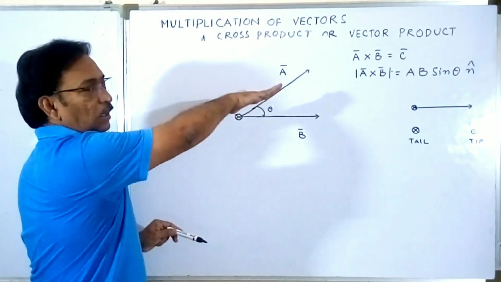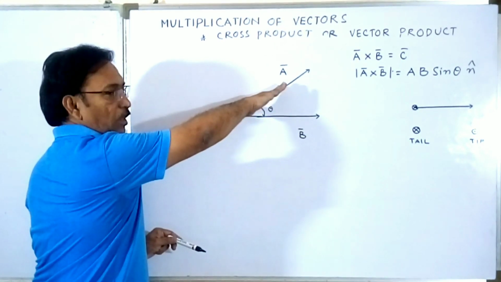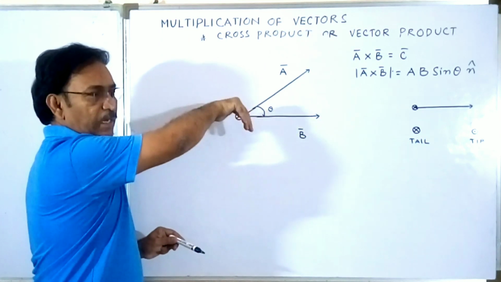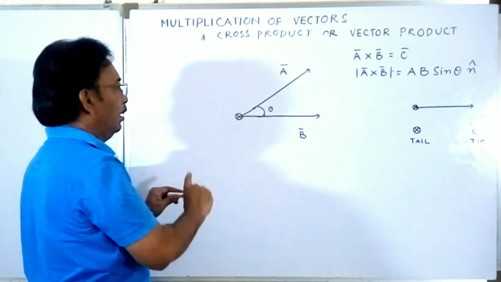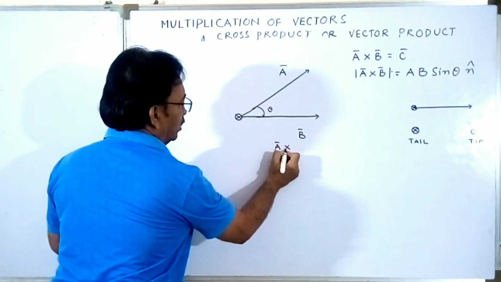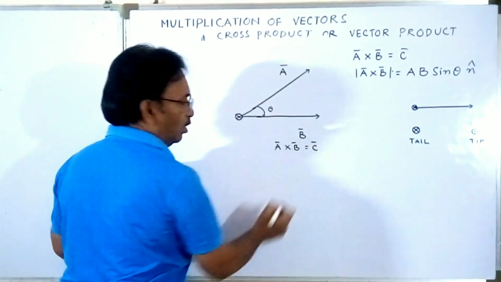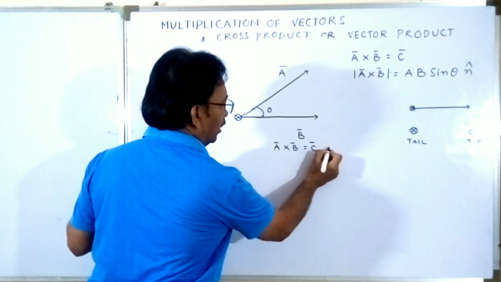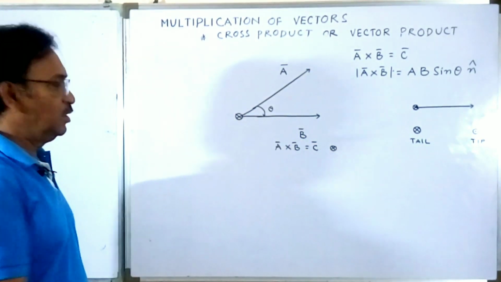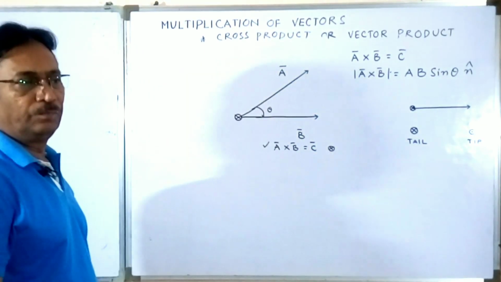Here I am rotating the fingers like this. I am curling the fingers. It is moving towards the B vector. That means it is into the plane. If A bar cross B bar is equal to C bar, what is the direction? The direction is into the plane. It is the first thing we have to understand. In this way you can find the direction.